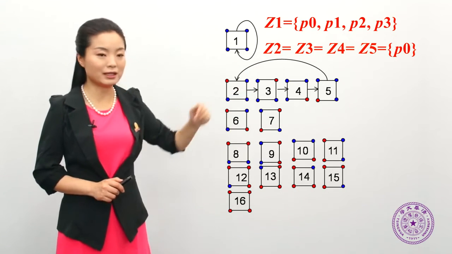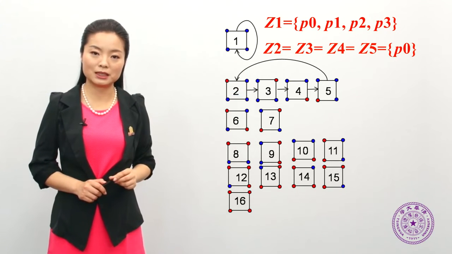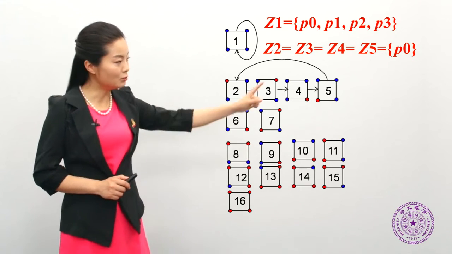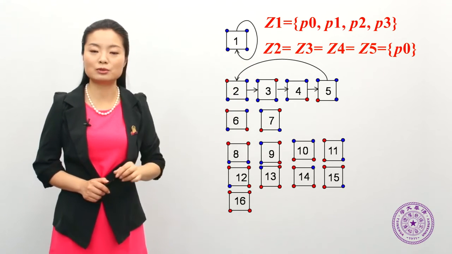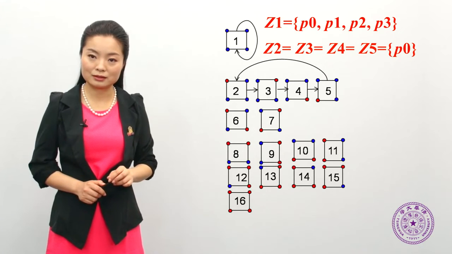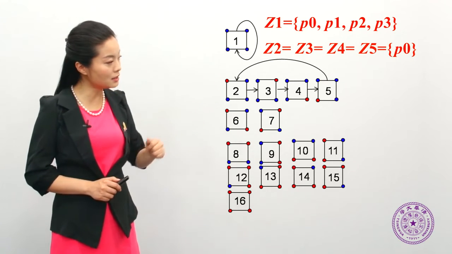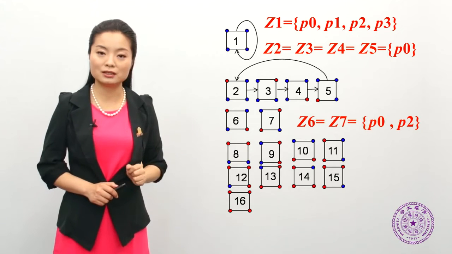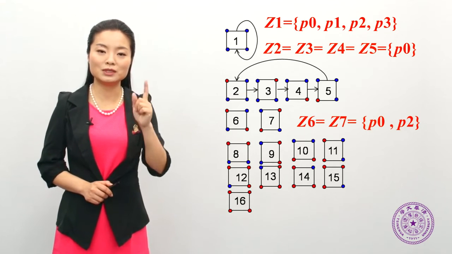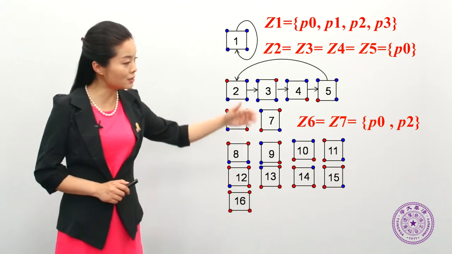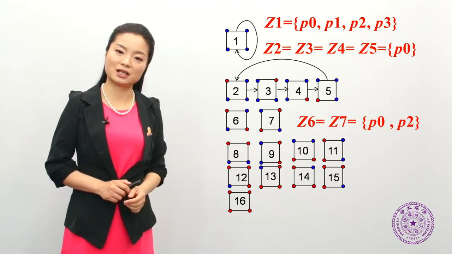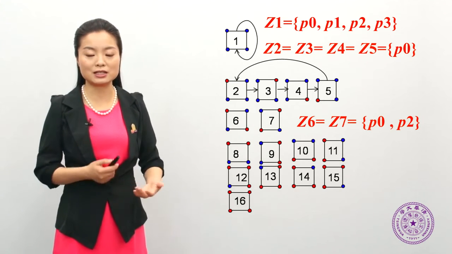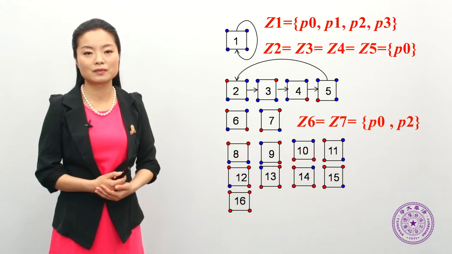Coincidentally, the stabilizers of 3, 4, 5 are the same as the stabilizer of 2. Then, corresponding to 6 and 7, what does 6 contain? It contains rotation of 0 degrees and rotation of 180 degrees. Therefore, it is P0 and P2. Corresponding to 6 and 7, their stabilizers are completely the same. At this time, we will be thinking: is there a certain relationship between equivalence classes and stabilizers?